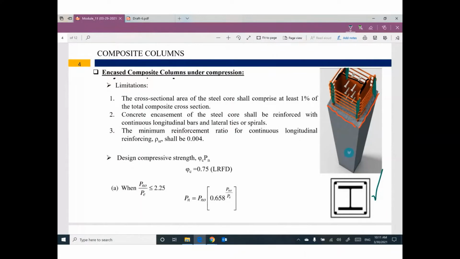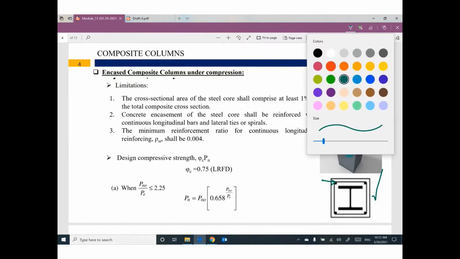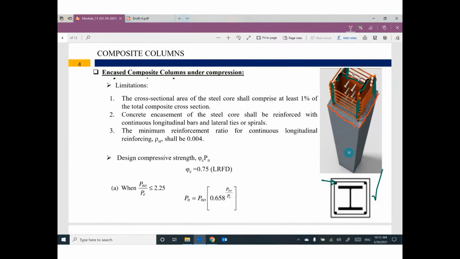Anyway, the first kind of composite column is called an encased composite column. We have concrete around a steel column, and we have additional reinforcement, longitudinal bars. We have some limitations here. The cross-sectional area of the steel core, which is the steel column, should be at least 1% of the total composite cross-section.